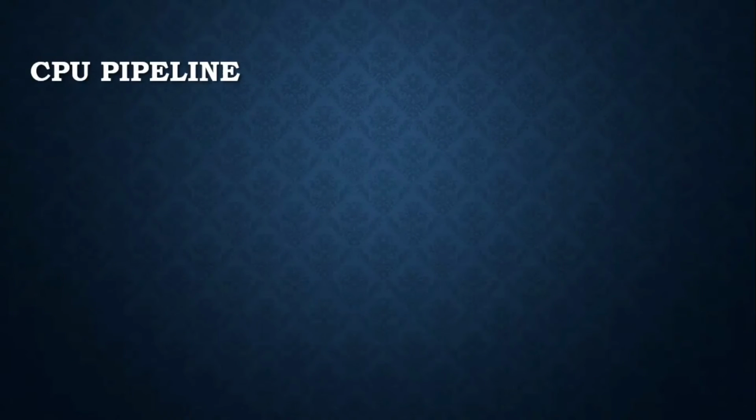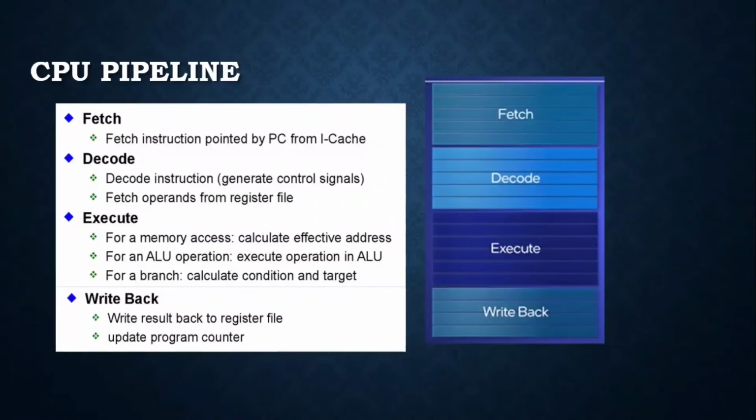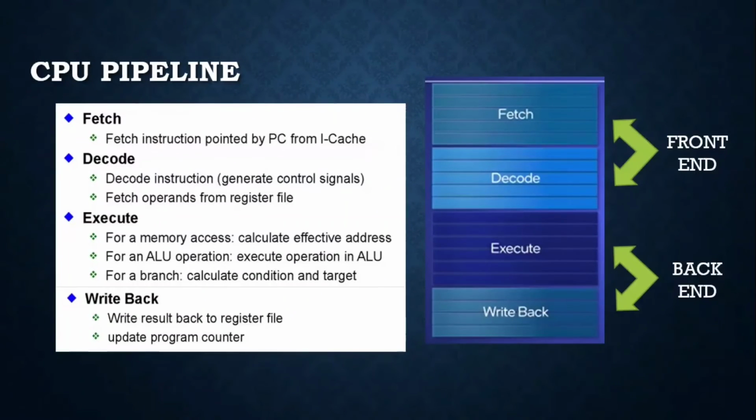The next topic is the CPU pipeline. The first step is to fetch or retrieve the instructions from memory. Then, the CPU decodes the fetched instructions. After that, the CPU executes the decoded instructions, and then finally, the CPU stores those results. The fetch and decode stages are called the front end, while the execute and write back stages are called the back end.